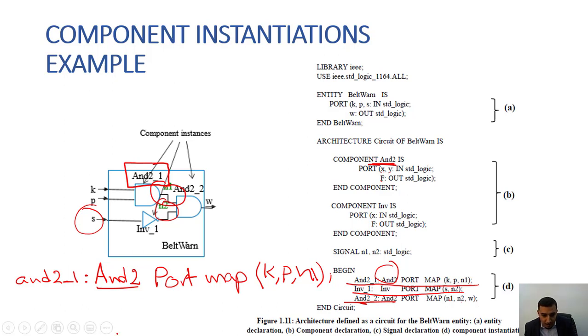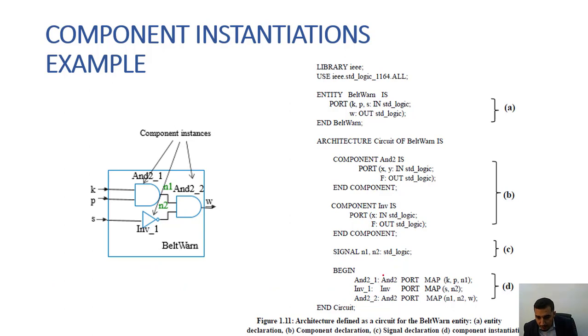See, this one, let me clear once more. This one here will have a name. This one will have a name, two different names, but both of them are of type and2. Okay, so you got the idea. You need to give different components different names, but when it comes to instantiation, you connect them to the same AND gate over here.